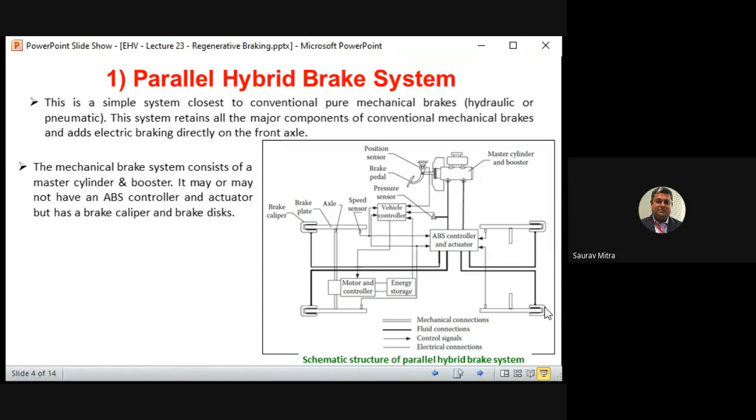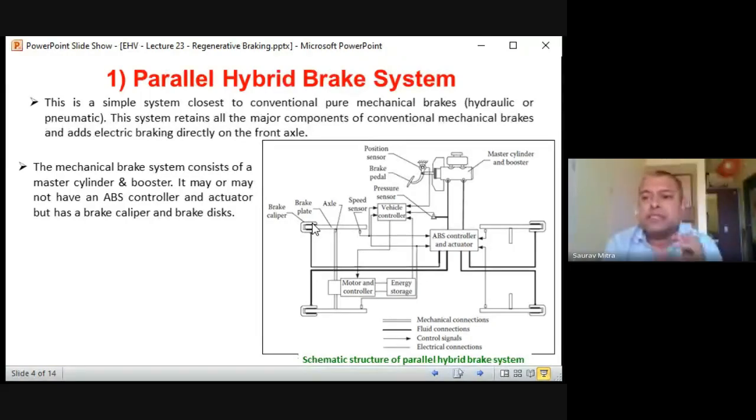The mechanical brake system consists of the master cylinder and booster, which is shown here. It may or may not have an ABS controller and actuator, but has a brake caliper and brake discs. You can find the brake caliper and brake disc on this. There is a disc connected with the wheel. As soon as you press the brake, the caliper presses or holds the wheel. In that case, deceleration occurs, torque is reducing, and the car is coming to a halt. The ABS might be there, might not be there, but the brake caliper and brake discs are always there.